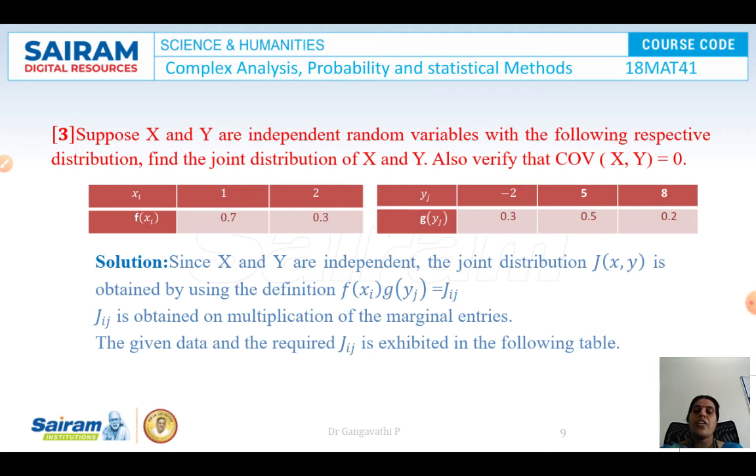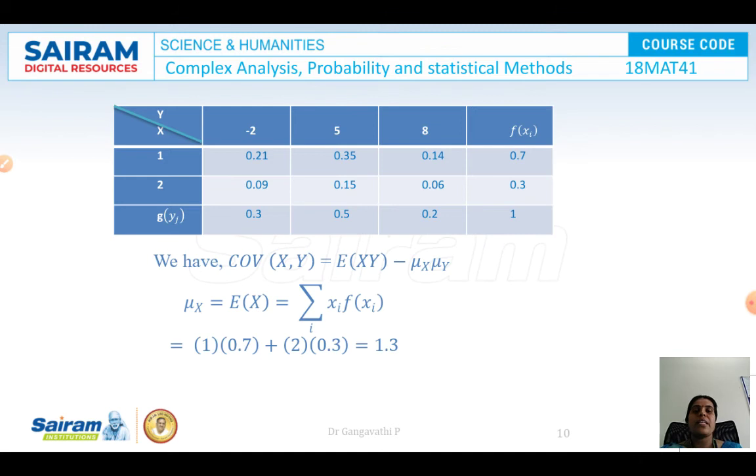So jij is obtained on multiplication of the marginal entries. So this is f of x1 and this is g of x1. Multiplication should give the value as jij. So from the given data, jij is exhibited in the following table. Let us construct the joint distribution table first. So it is 1 and here it is -2, and the respective probability values should be multiplied.